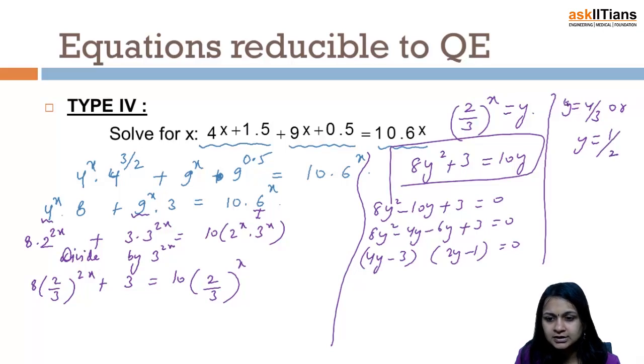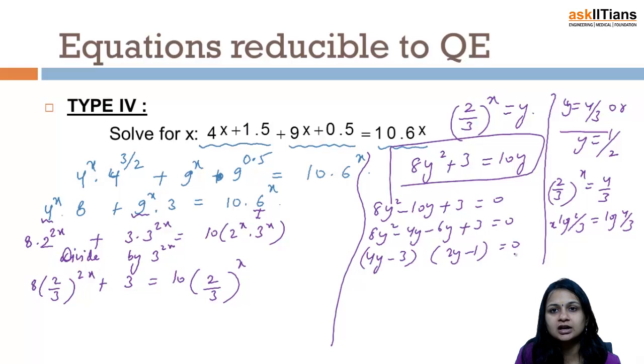So what you have to do is, first I'll take y equal to 4 by 3. So that means (2 by 3) raised to the power x equal to 4 by 3. So you can take log on both the sides. So x log 2 by 3 equal to log 4 by 3. This will give you the final answer in log.